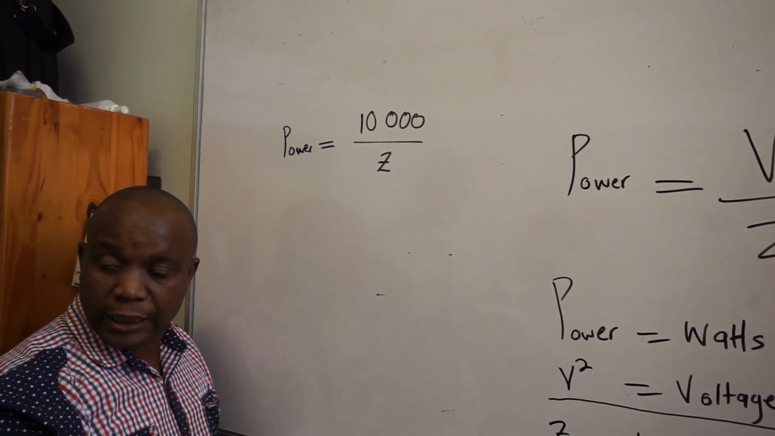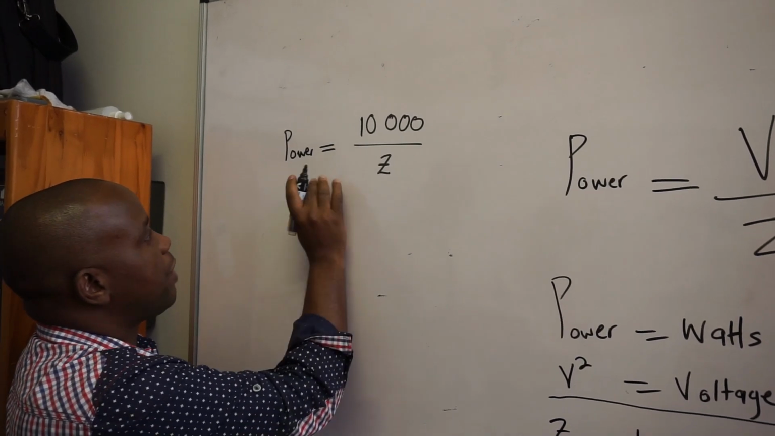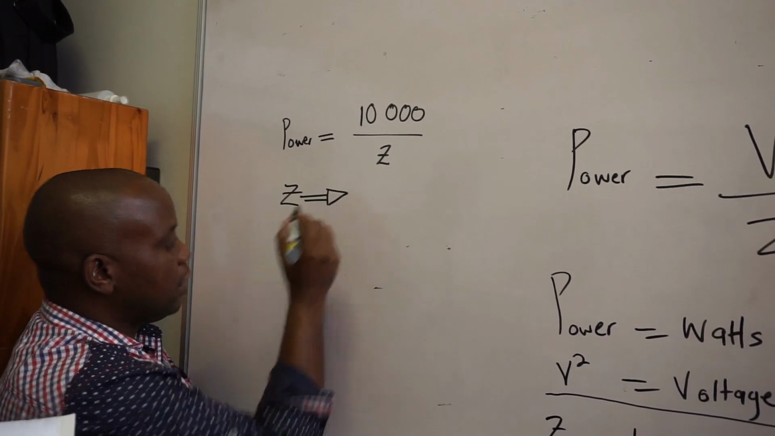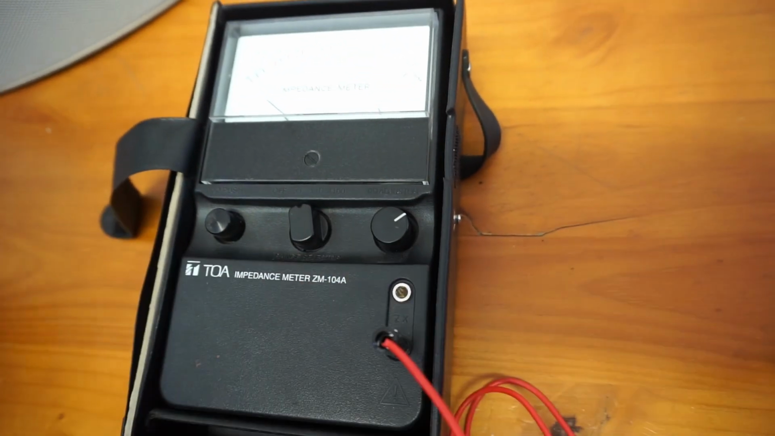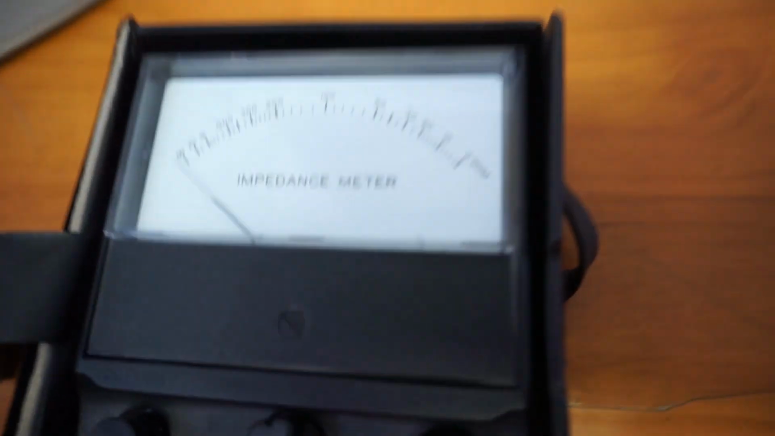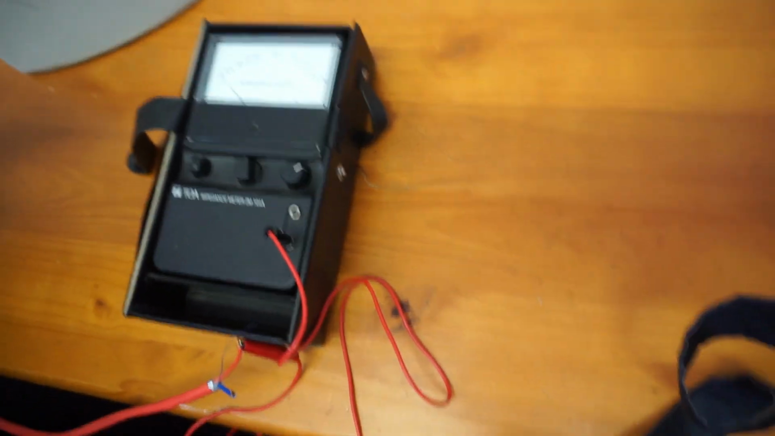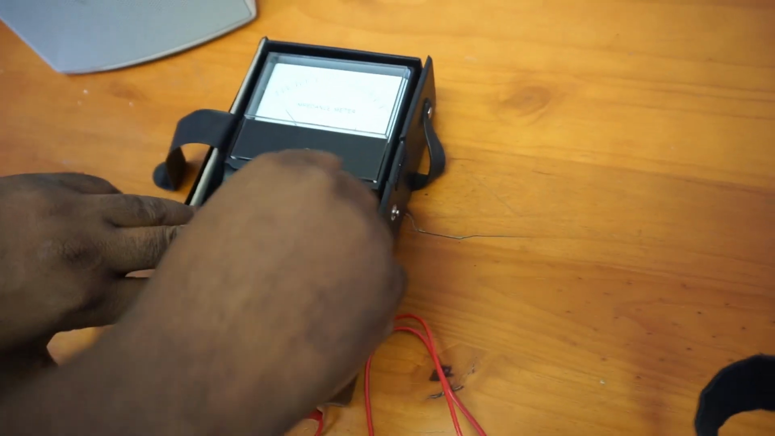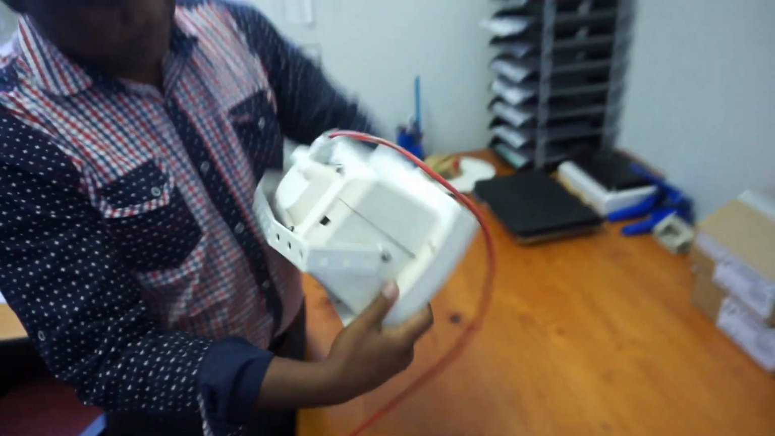I take my multimeter, for which I'm going to give you a demo. Let's see how much power this line is going to draw. So we go to Z, and we now use our impedance meter. It's a manual impedance meter. There's no polarity. You can put the red terminal there and the black terminal there, or vice versa. It doesn't affect anything. For the purpose of the demo, let's see your settings at the back.